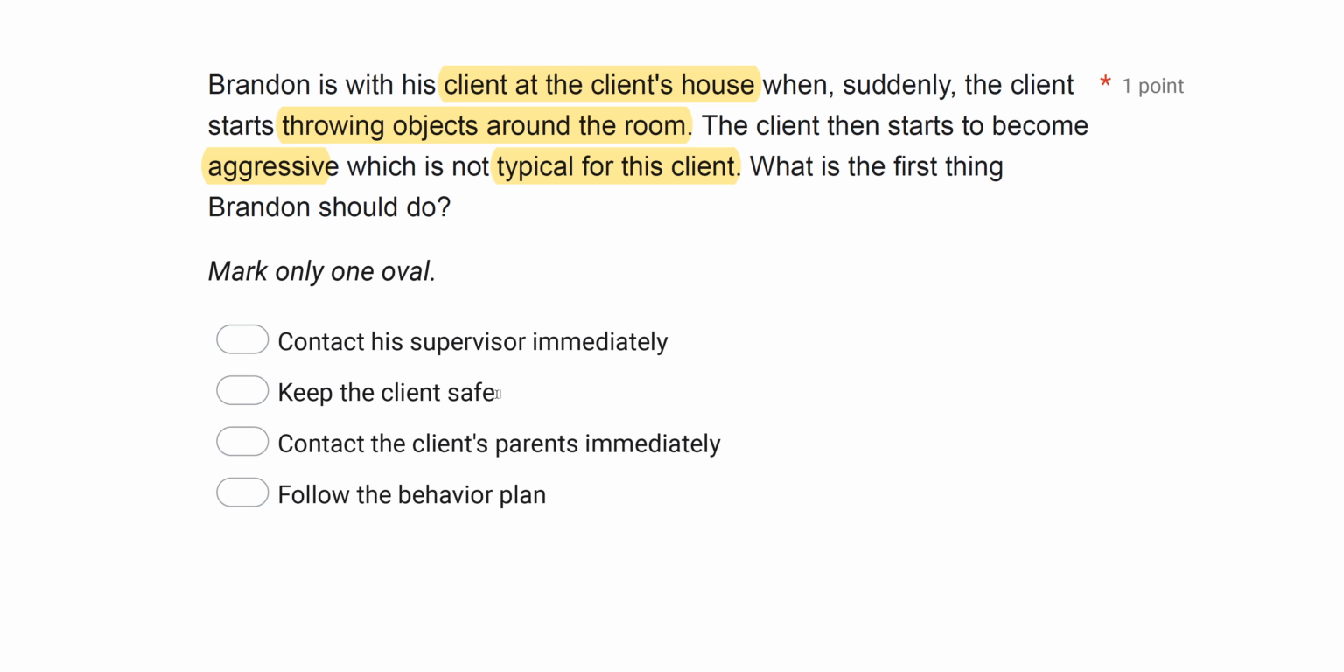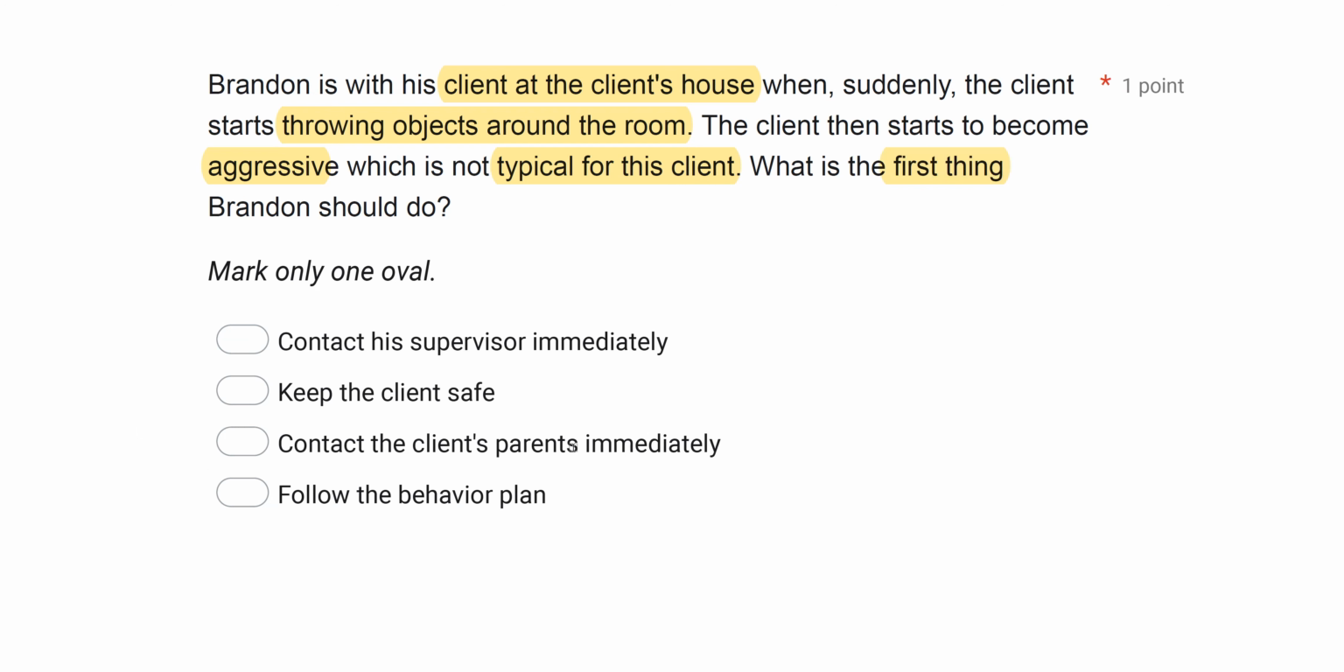Above all else, is everybody safe? Is the client safe? Only when everybody and the client are safe should we go on to contacting the supervisor, getting the parents, following the behavior plan. But we do not skip keeping the client safe to get to these other pieces. Now, all we know about this situation is objects are being thrown and the client is aggressive. Okay, that could mean a lot of different things. But no matter what, regardless of your situation, number one priority, above all else, is keep client safe. So when we ask what the first thing Brandon should do, you have to keep the client safe.